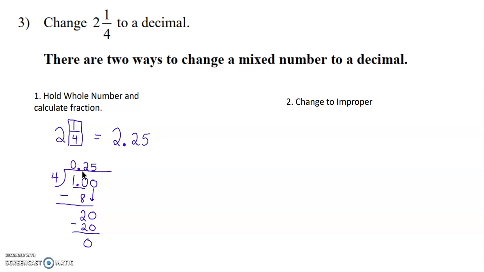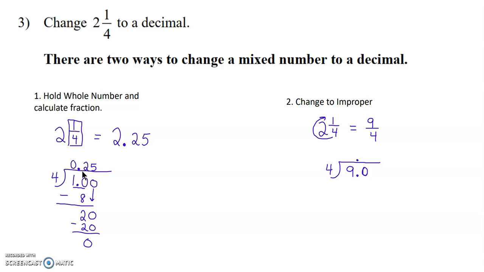The other way that you can do this, and a lot of people do prefer the second method, is to change the mixed number to an improper fraction and then convert to a decimal. So as an improper fraction, 2 1/4 is 9/4. Then we go ahead and long divide. 4 is our divisor, 9 is our dividend. We can add a decimal there, even add a 0. We're going to go ahead and divide.